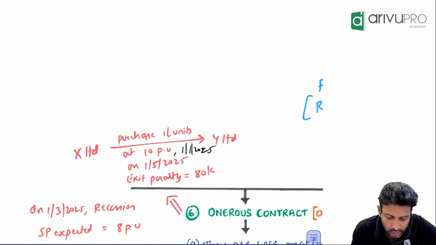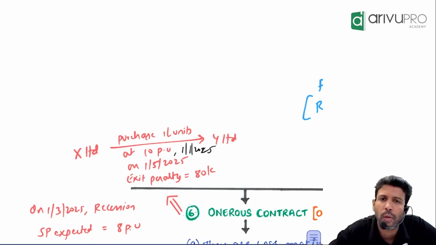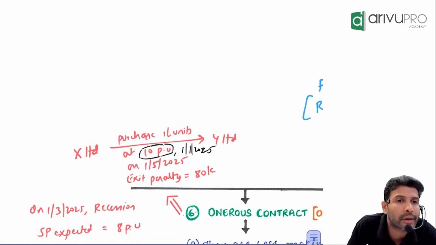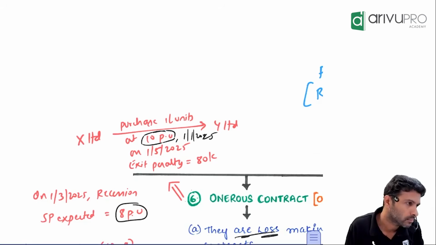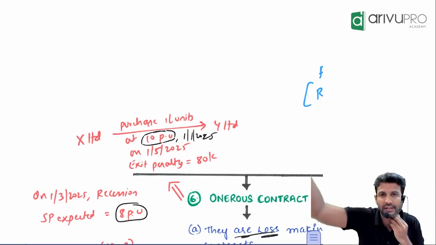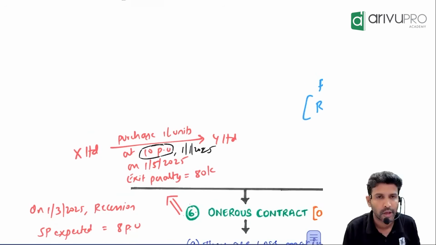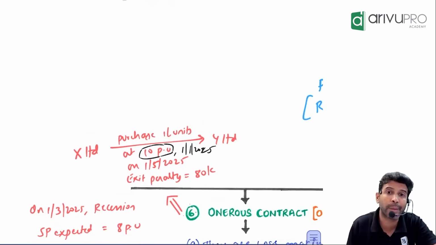Now, X feels on 1st March, due to recession, the selling price of these goods will only be 8 rupees per unit. The selling price will be how much? 8 rupees per unit. X is crying. Why? X has made a contract to purchase at what price? 10 rupees per unit, but X will be able to sell it only for 8. X will purchase at 10 and sell it for 8, so is it a profitable contract or a loss? How much loss? 2 rupees per unit. How many units? 1 lakh. So what is the total expected loss?